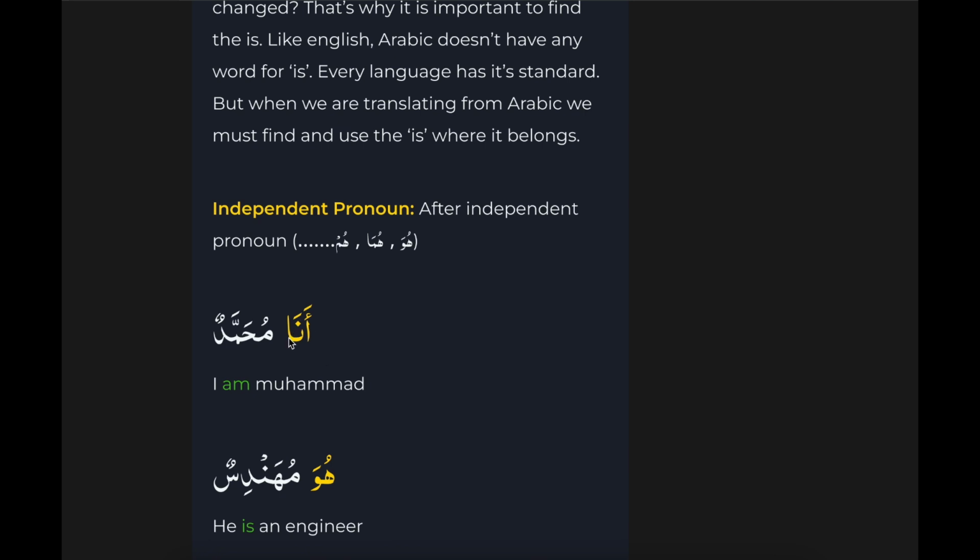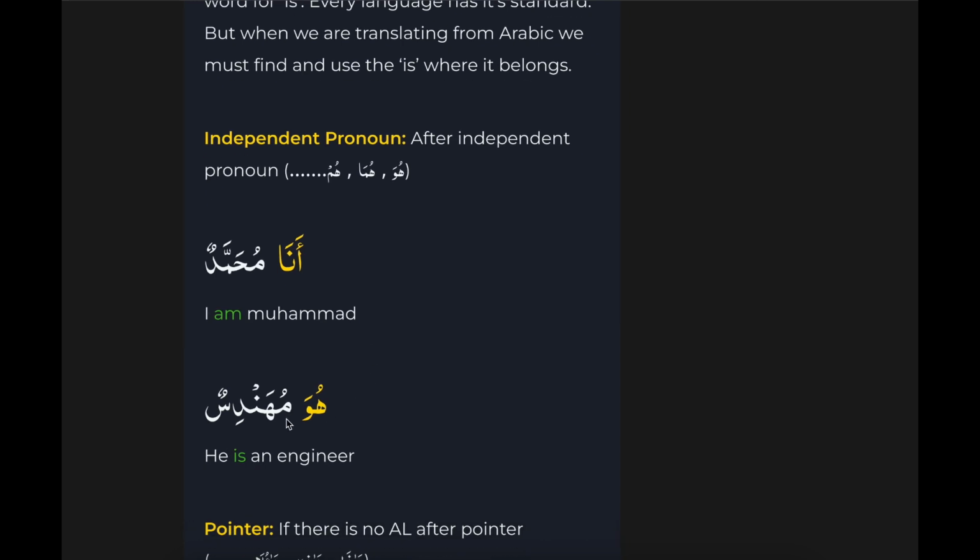For example, ana means I, ana Muhammadun. Ana is an independent pronoun, so clearly there is going to be is or are or am. So ana Muhammadun, I am Muhammad. Am. The am gets added here.